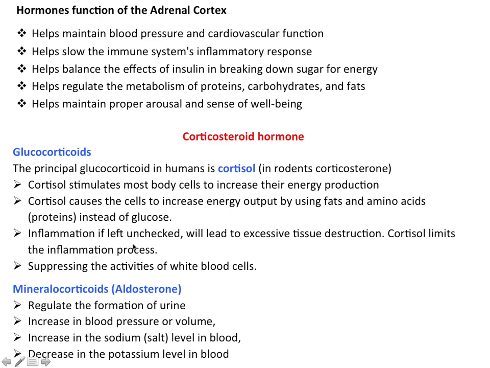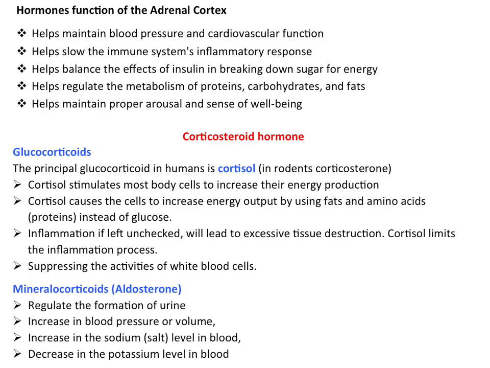And inflammation, if left unchecked, will lead to excessive tissue destruction, and cortisol limits this inflammation process. And cortisol also suppresses the activity of white blood cells. On the other hand, the mineralocorticoids, and the main hormone of mineralocorticoid is aldosterone. It regulates the formation of urine, increases blood pressure or volume, increases sodium salt level in blood, and decreases potassium level in blood.